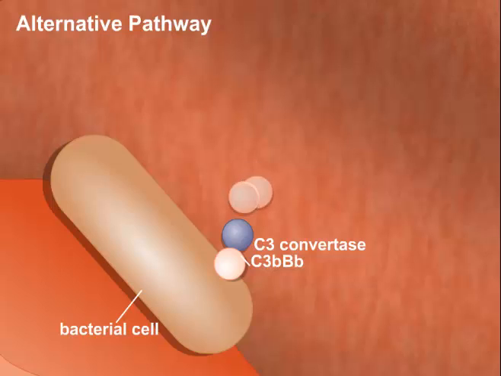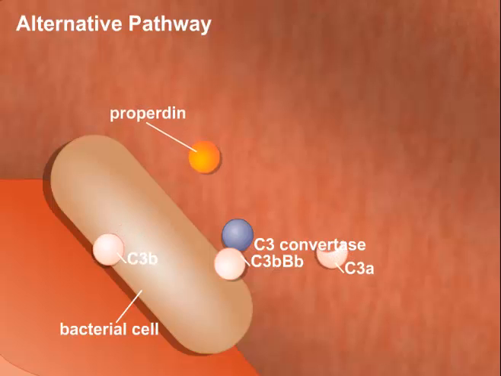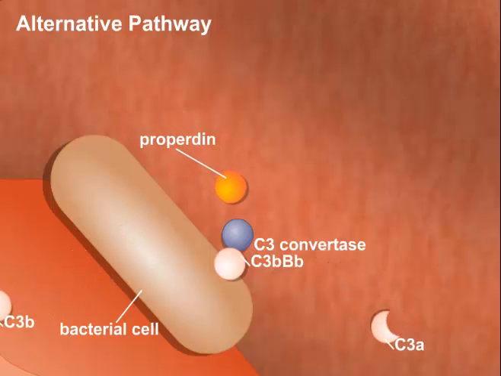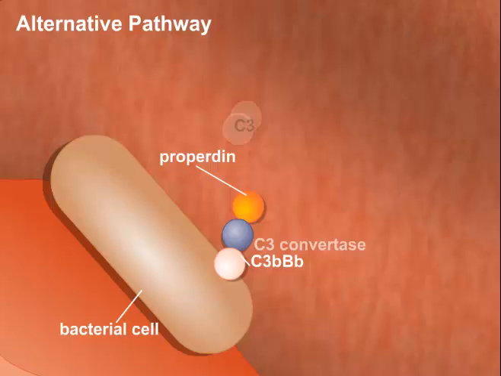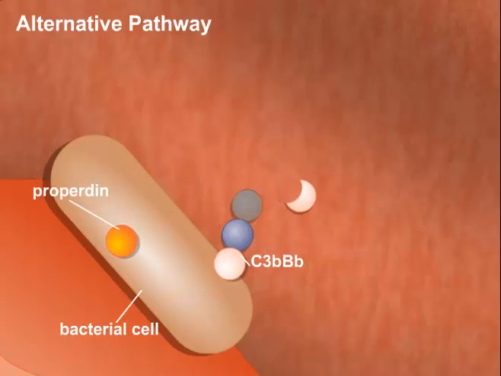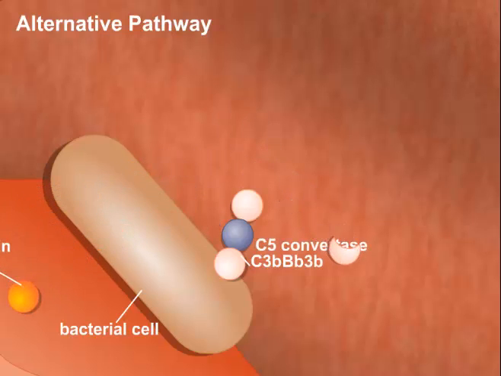C3 convertase rapidly cleaves more C3 into C3a and C3b. C3 convertase is further stabilized by properdin, which allows another addition of C3b, forming C5 convertase.